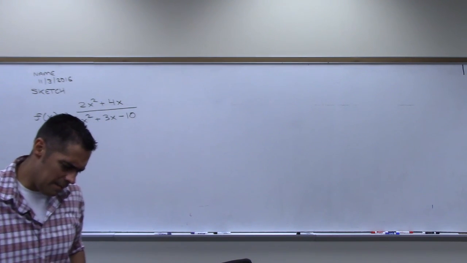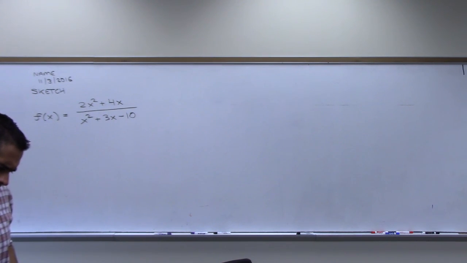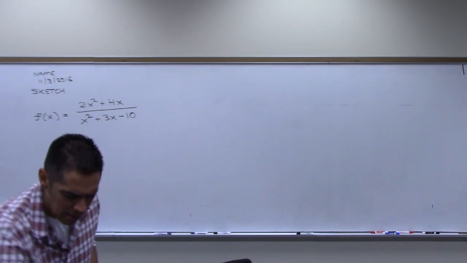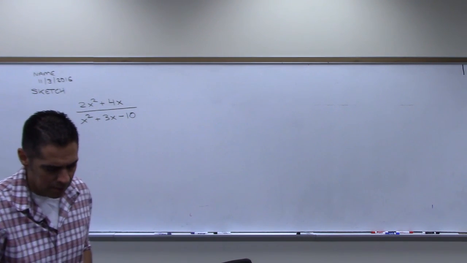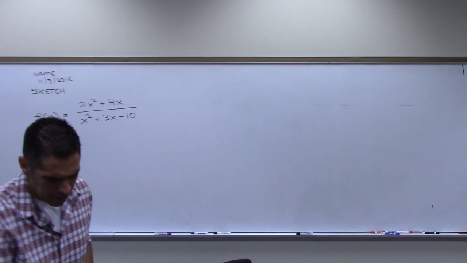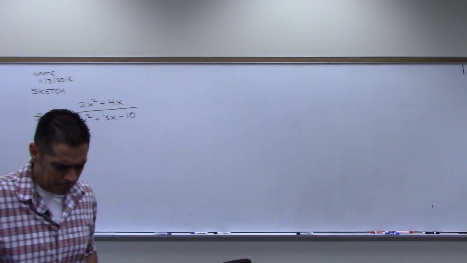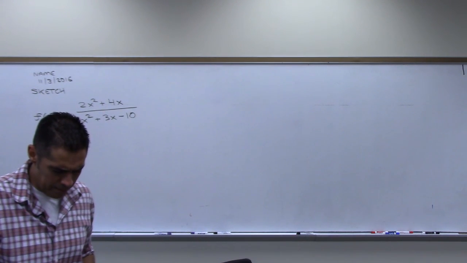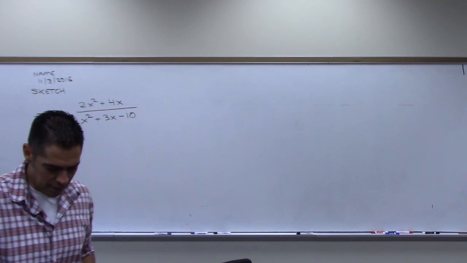What's the degree of the top? 2. Degree of the bottom? 2. Okay, so you create a fraction. This is the case where you create a fraction, but not of the degrees over each other, the leading coefficients. So what's the leading coefficient of the top? 2, the number in front, right? What's the leading coefficient of the bottom? What's the number in front of x squared? 1.